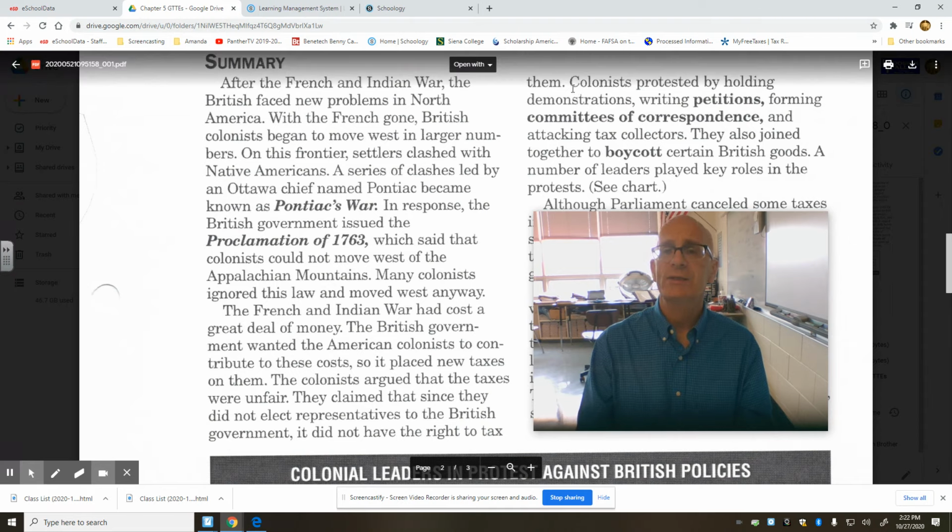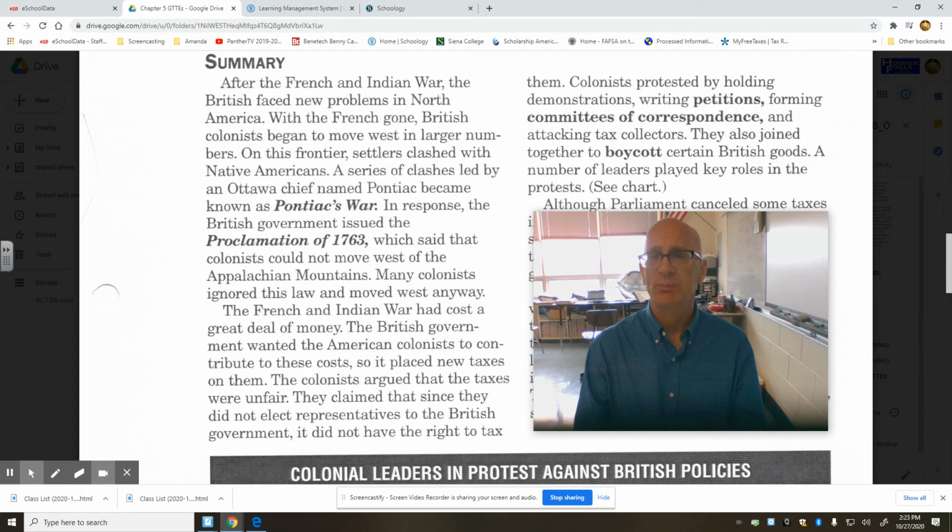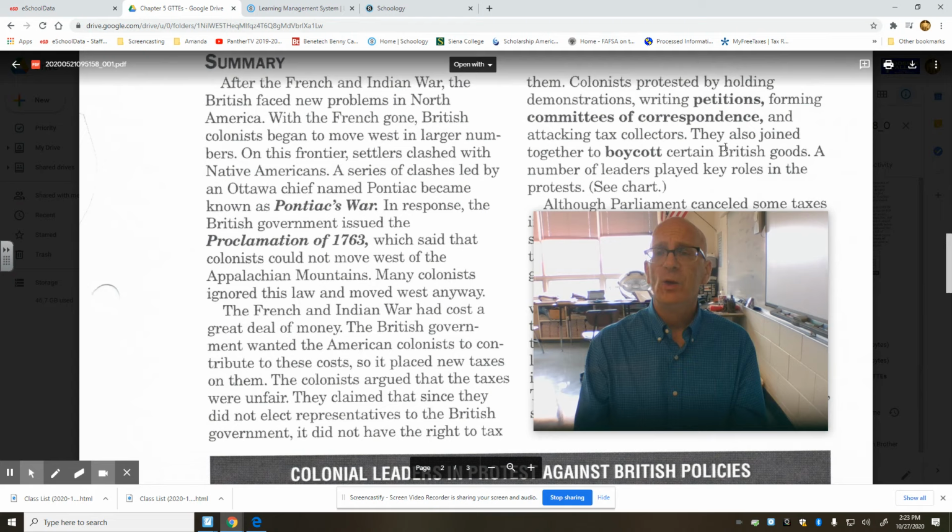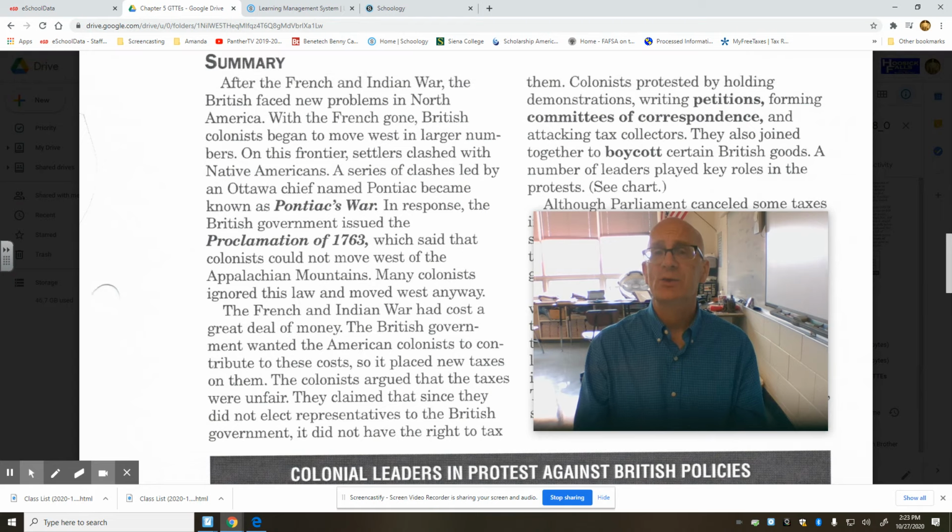Now, over to the other side of the reading, colonists would protest these taxes by holding demonstrations, writing petitions, forming committees of correspondence, and attacking tax collectors. Yes, attacking tax collectors. We'll talk specifically about some of the things that were done on this front in class. That was one of the more violent ways that colonists would express their feelings on being taxed by Britain. They also joined together to boycott certain British goods. This was in response to these taxes.